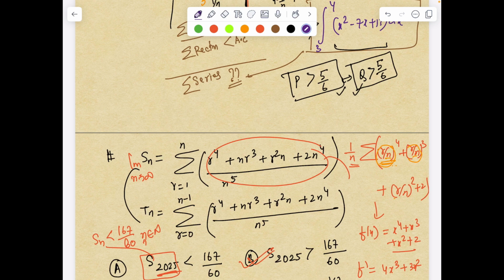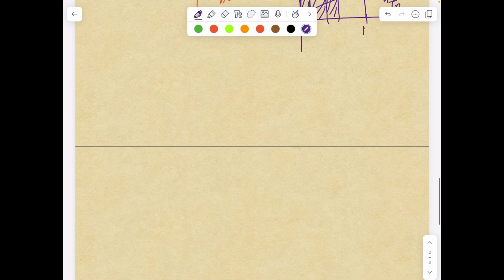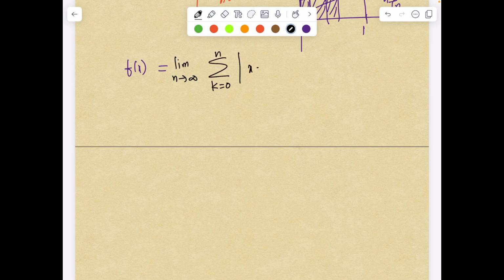And the question goes like this. It is again based on Riemann sum, and it's interesting. Suppose I define a function f of x such that f of x is limit n tends to infinity of sigma k equal to 0 to n mod of x minus k by n, and we have 1 by n over here. Then we have to find the value of f of 0 and f of 1.